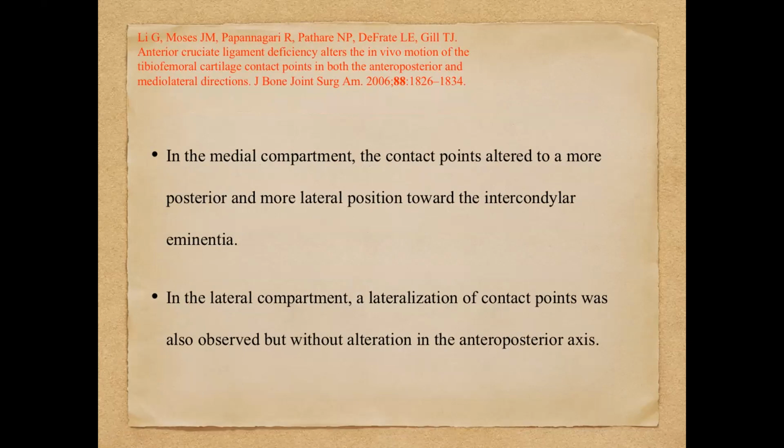Lee G, Moses JM, published an article, ACL deficiency alters the in vivo motion of tibiofemoral cartilage contact in both anteroposterior and mediolateral direction, in JPGS in 2006. In this in vivo study, they determined tibiofemoral contact points during a one leg lunge at different knee flexion angles. They found that there was a significant shift of contact points on the tibial surface after ACL rupture, most at a knee flexion angle of 15 degrees.